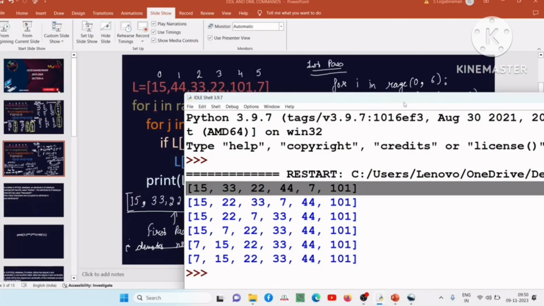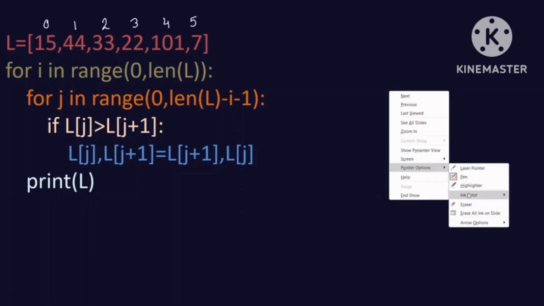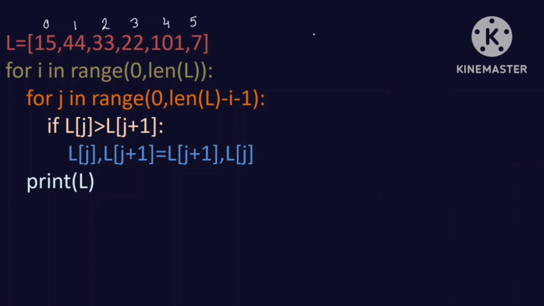So this is our example of first pass: 15, 33, 22, 44, 7. Our result is also the same. So here once again, you can see the different passes and what the output of each pass will be. First 15 will be compared with 44, then 44 will be compared with 33. Each pair of adjacent elements is going to be compared. So first pass, 101 is fixed at the end because it is the largest element.